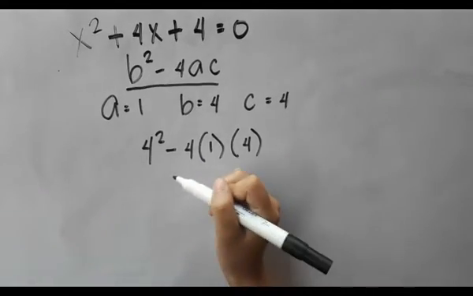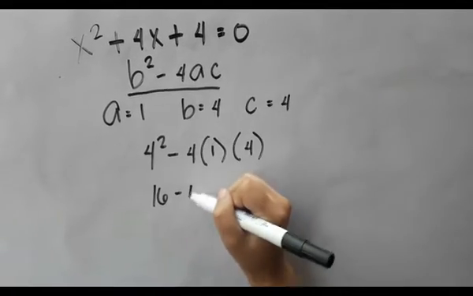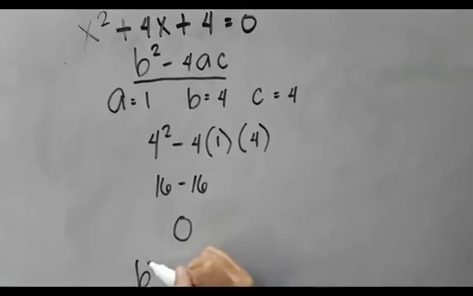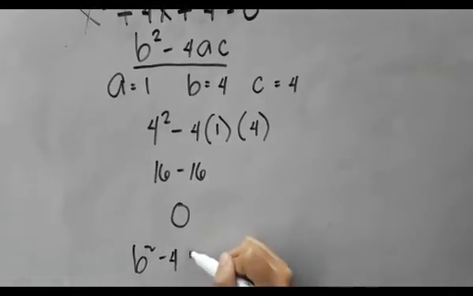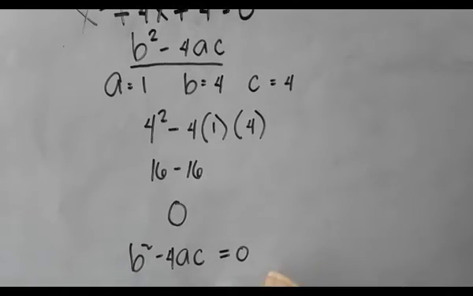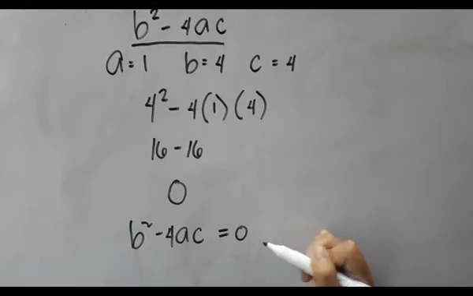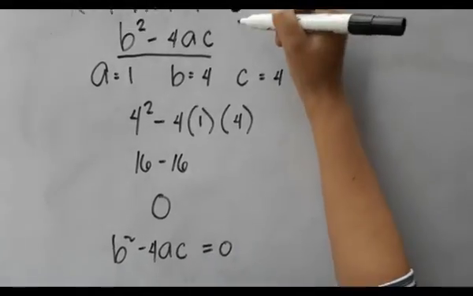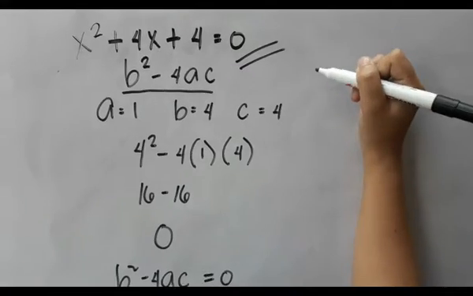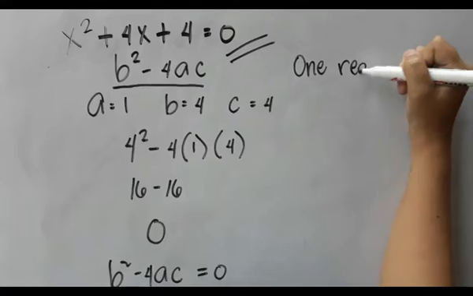Now simplify. 4 squared is 16. Then 4 times 4 is also 16. 16 minus 16 is equal to 0. So b squared minus 4ac is equal to 0. And we can conclude that since b squared minus 4ac is 0, this given equation has a repeated root, or has one real root.